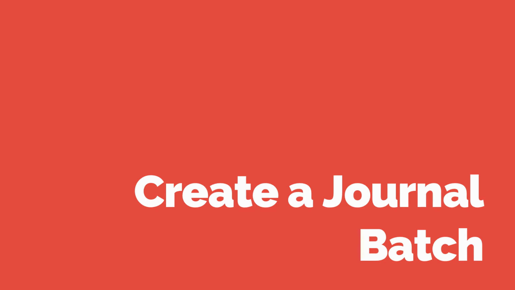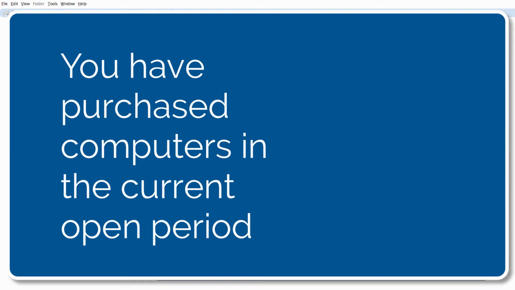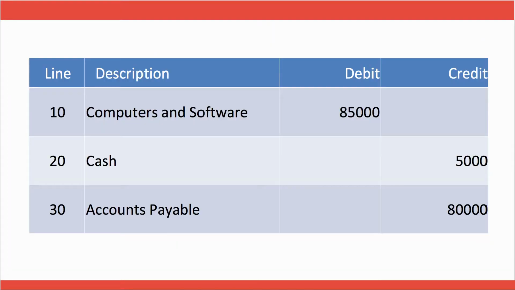In this video, we want to create a journal batch. The scenario is that you have purchased computers in the current open period. The computers are valued at $85,000, of which the office is paying $5,000 cash, and the remainder will be paid over the following year.